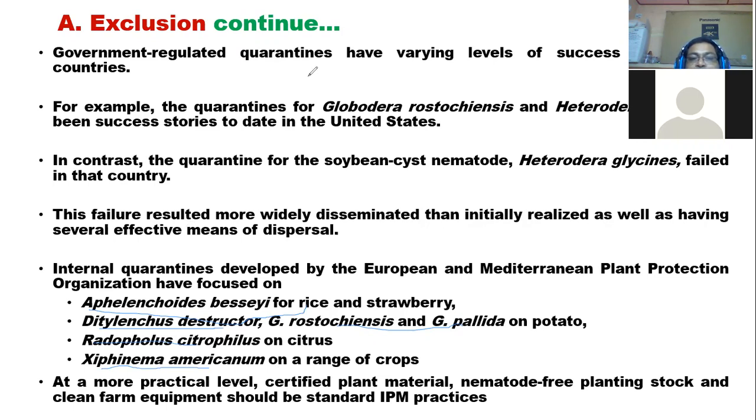So through the first, it is certified, if you are using the certified planting material. If you are using the certified planting material and nematode-free planting stocks from nematode-free planting stock producing nurseries, means certified nurseries. That's also government, time to time, the Department of Agriculture certifies nurseries. So if you are getting the planting material from this nursery, it should be free from nematode. So if you are using this certified planting material, then you can easily exclude the nematode from your field. Right. Next one.